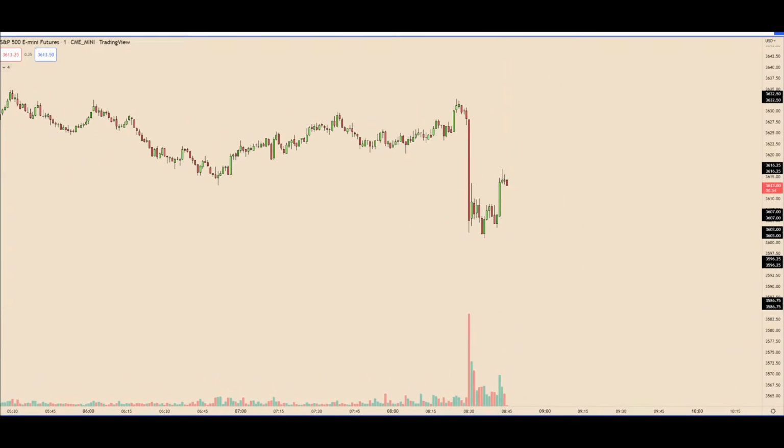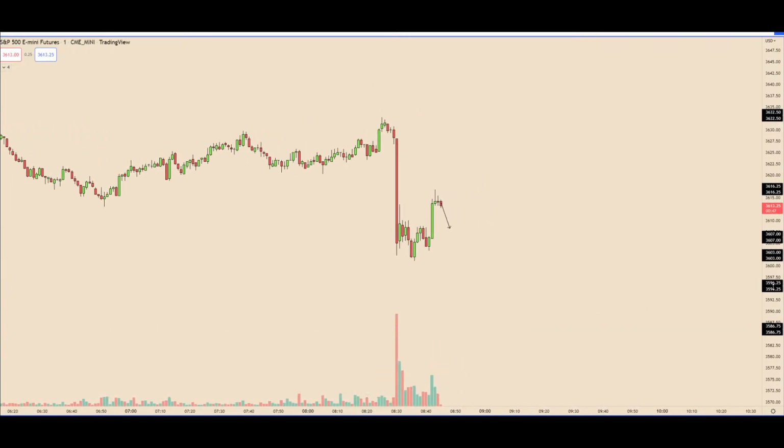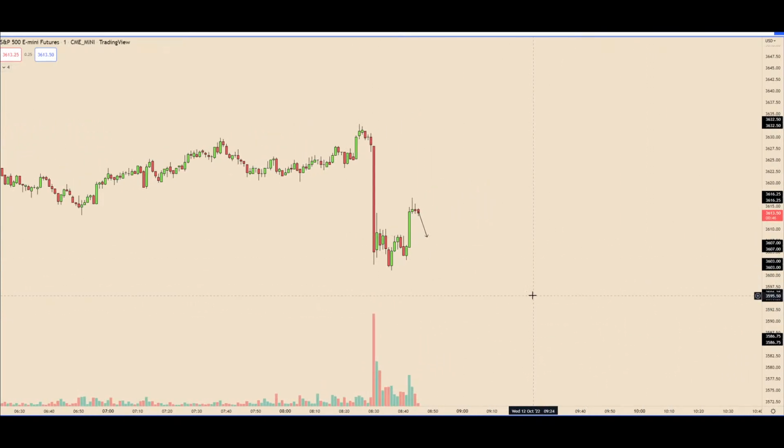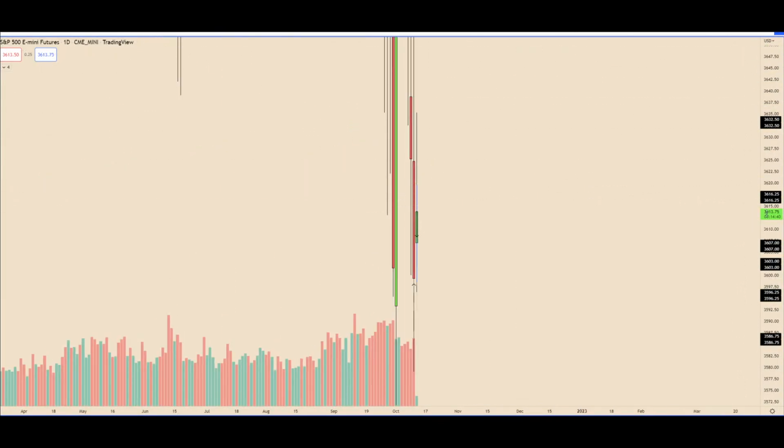Right now it looks like this is going to drop back down a little, possibly come back into the range. I don't know. We have FOMC today. But we'll go ahead and start out on the daily.